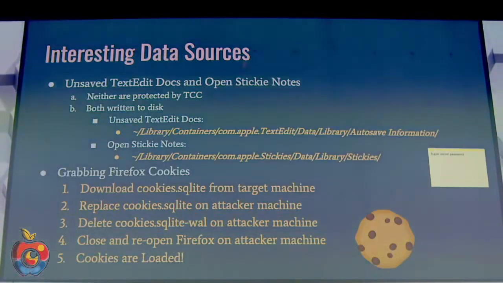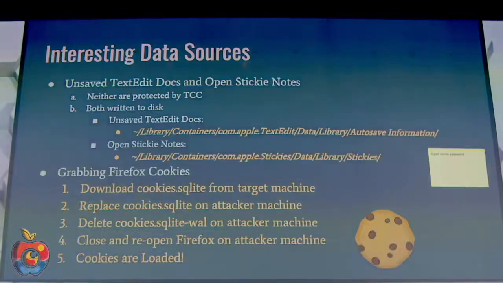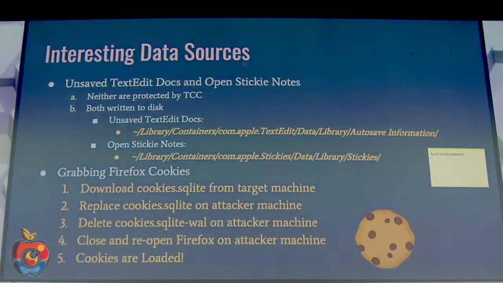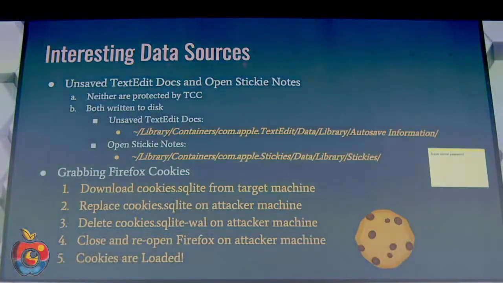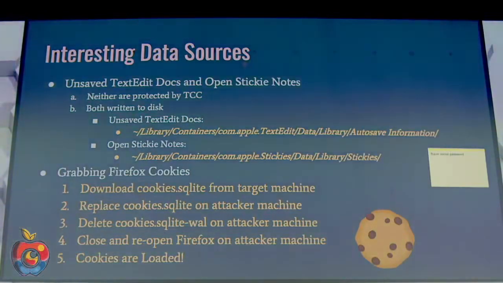Another thing that's interesting is Firefox. One thing we found in a past operation was looking at how Firefox stored its cookies. Unlike Chrome, which has encryption and a Safe Storage key, Firefox just had the cookie values in plain text. So we were able to download the cookies.sqlite file from a target machine, port it over to an attacker machine, delete the SQLite WAL file on our attacker machine, close and reopen Firefox, and we were logged in as that user into all the sites that the cookies still worked for. I thought that was pretty interesting.